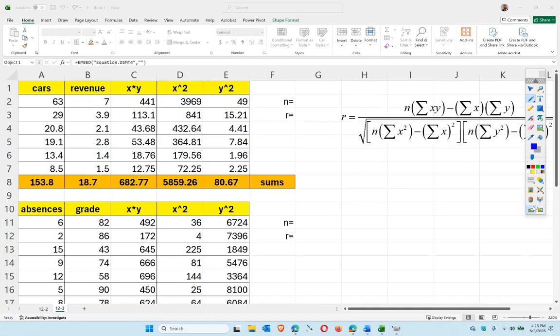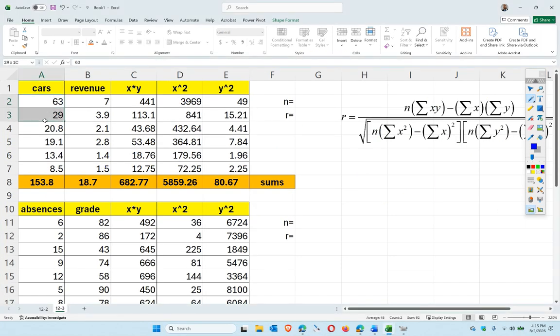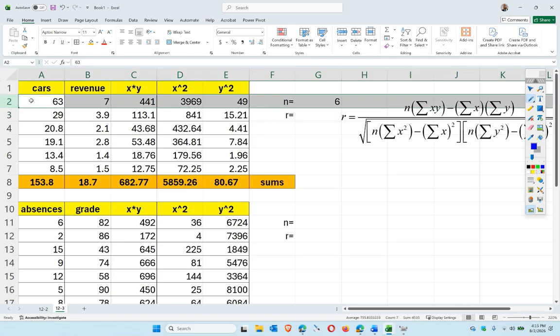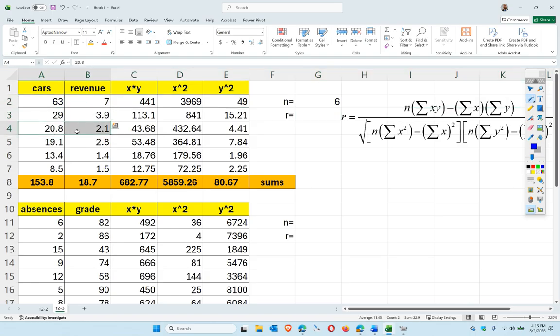So one thing we need to get is n. So 1, 2, 3, 4, 5, 6, right? It says 6 down there. A lot of people will highlight all of it and say 12. It's not 12. It's 6 because it's 1 coordinate, 2 coordinates, 3 coordinates, 4 coordinates, 5 coordinates, 6 coordinates.